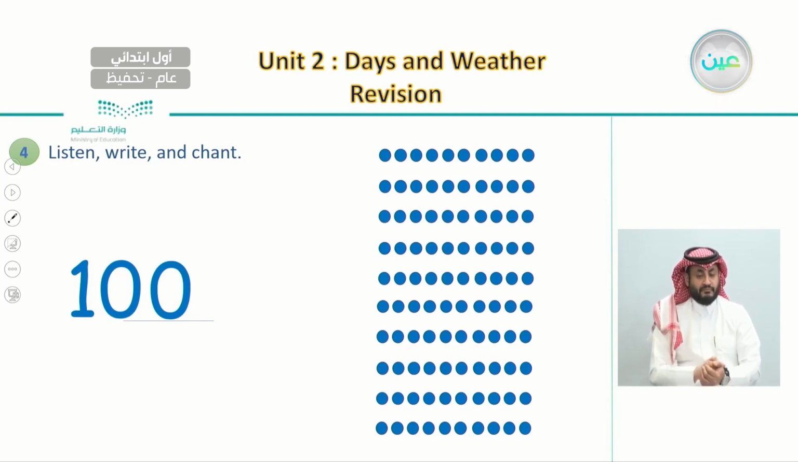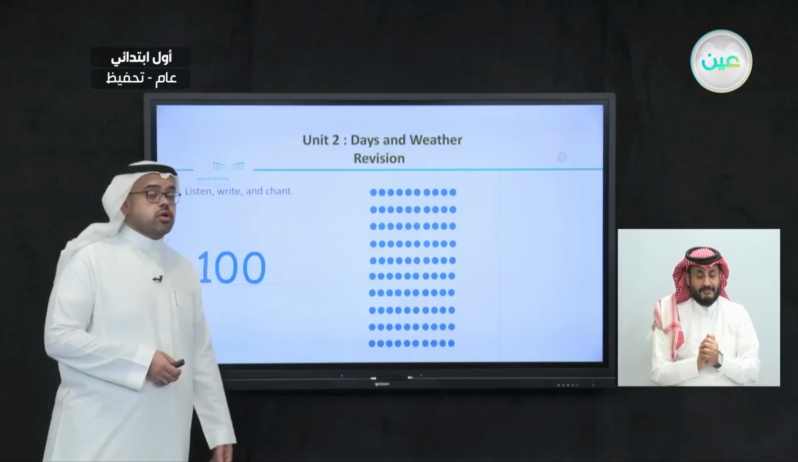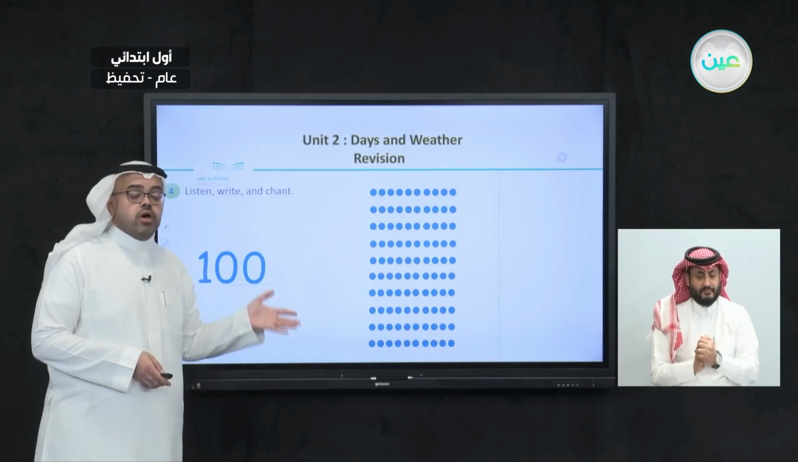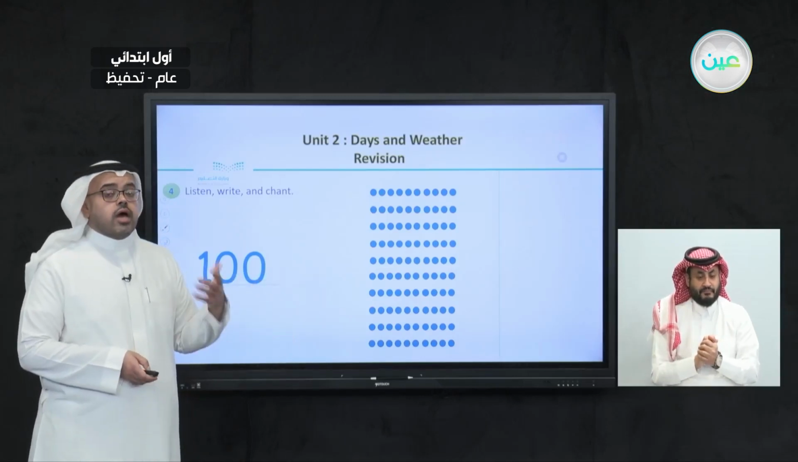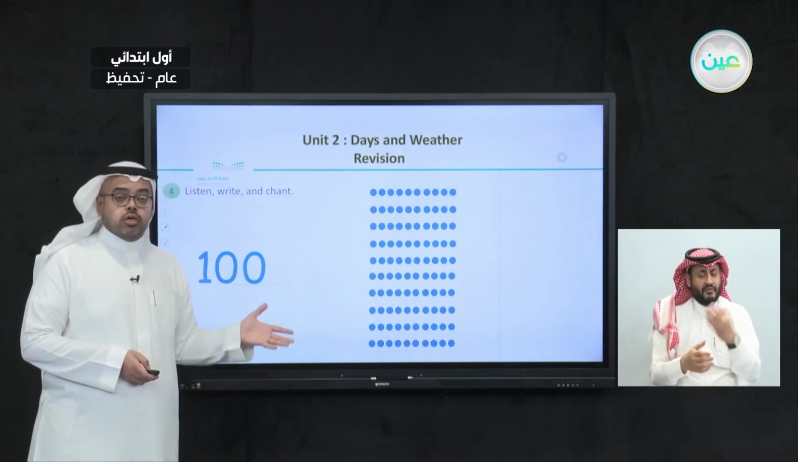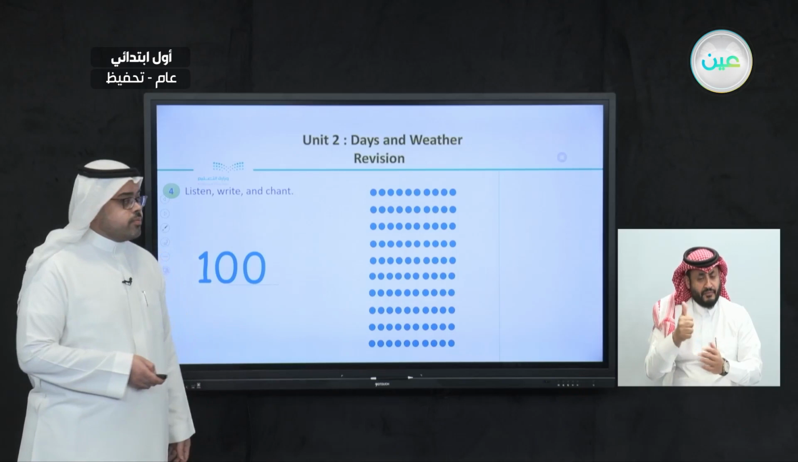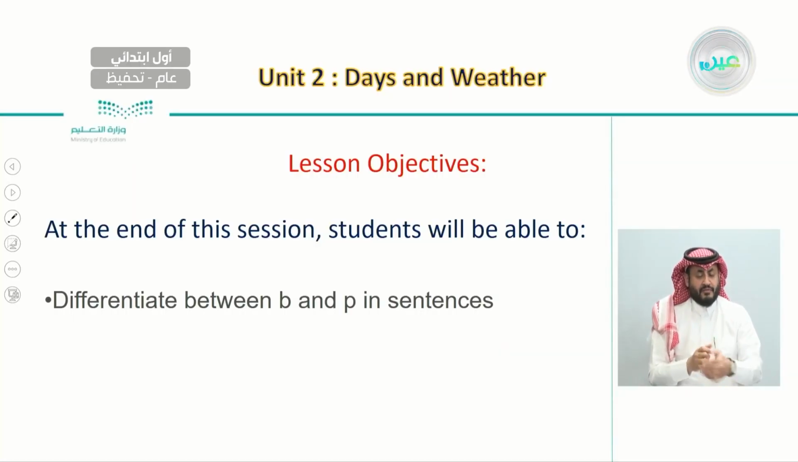Now let's try to count these 100 so we can know how to count from 10 to 100. So here we go. This is the first 10. 10, 20, 30, 40, 50, 60, 70, 80, 90, and 100. So here you go. Here we have 100 circles, and this is how we can count from 10 to 100.